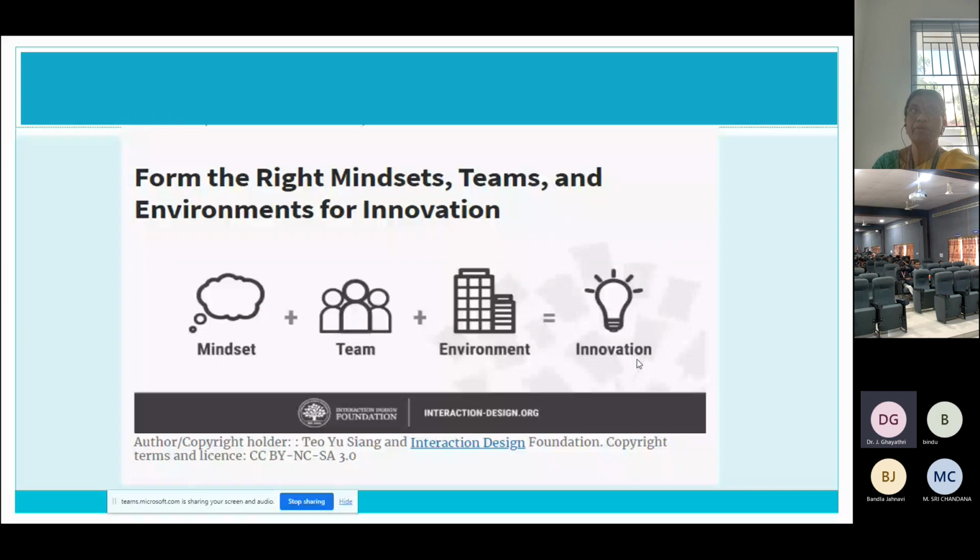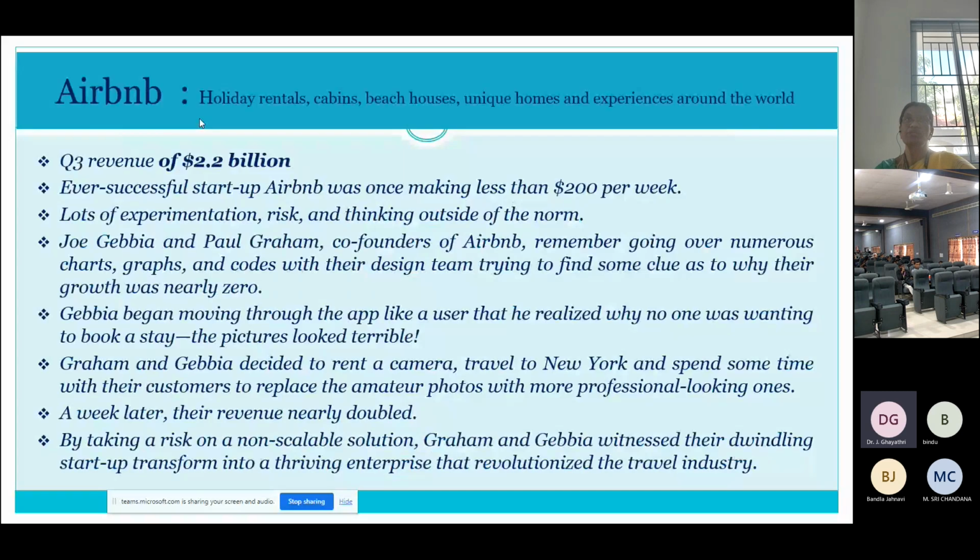So this is one example of good design thinking: Airbnb. The service of Airbnb is holiday rentals, cabins, beach houses, unique homes, experiences around the world. The revenue of this Airbnb is more than $1 billion, more than $1 billion.